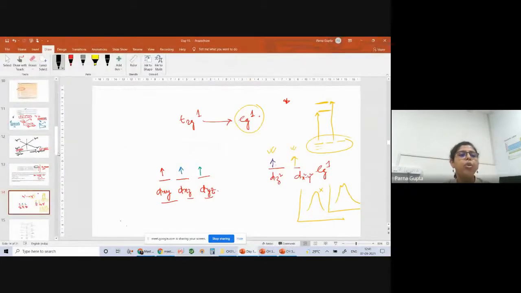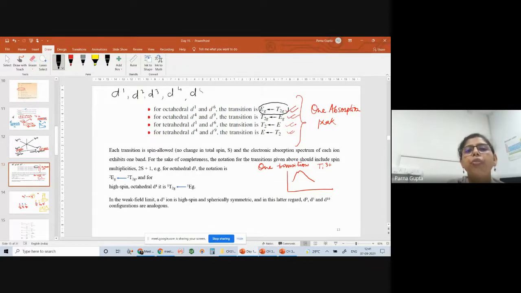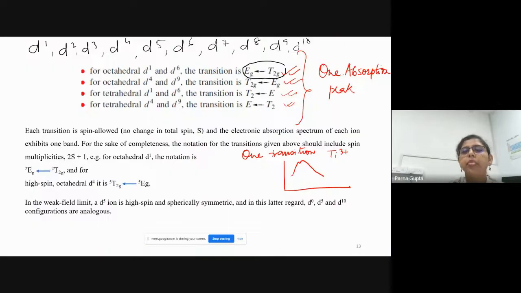Next, what we will do. So now we are done with the... So if I write D1, D2, D3, D4, D5, D6, D7, D8, D9, D10, what are the things that we have taken care of? We have taken care of D2, D4, D6, D9, right?